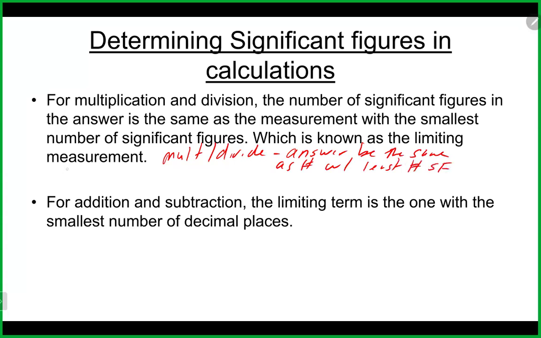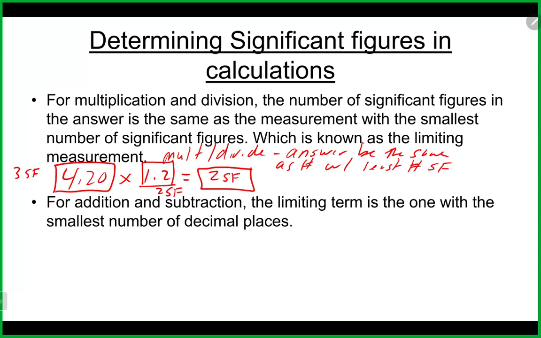So if you were multiplying 4.20 times 1.2 and you were looking for your answer, this number here has 3 significant figures. This number here has 2 significant figures. That means when you give your answer, it should end up at 2 significant figures. So it's always determined by the one that is the least when you're multiplying or dividing.